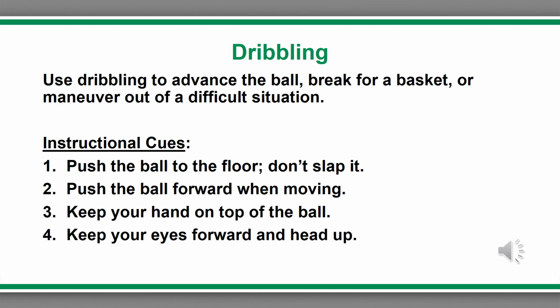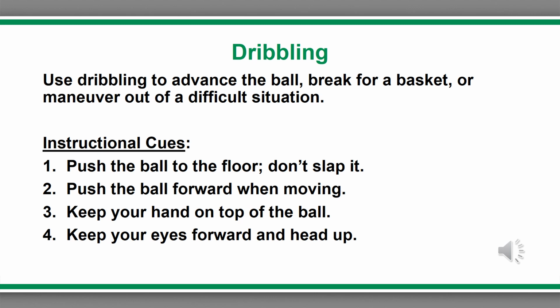Dribbling is our third fundamental skill in basketball. So what's our definition of dribbling that I want you to know, or why do we dribble? I want you to know you're going to dribble in order to advance the ball, in order to make a break for the basket, or in order to maneuver out of a very difficult situation. So these are the 3 reasons why you dribble. To advance the ball down the court, you might need to break towards the basket to score a goal, or you might be in a bind, you might be in a difficult situation that you need to maneuver out of it.